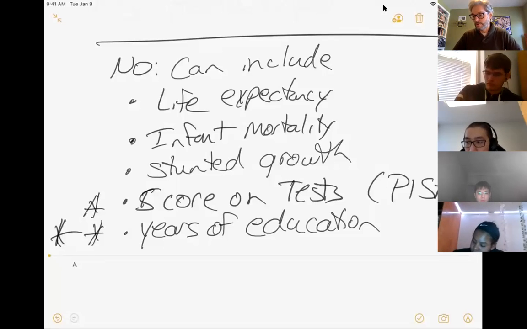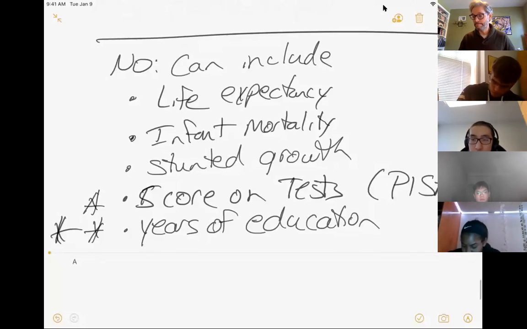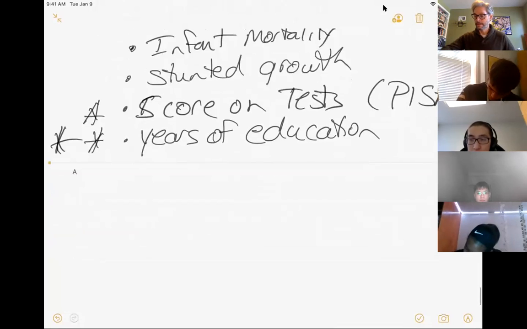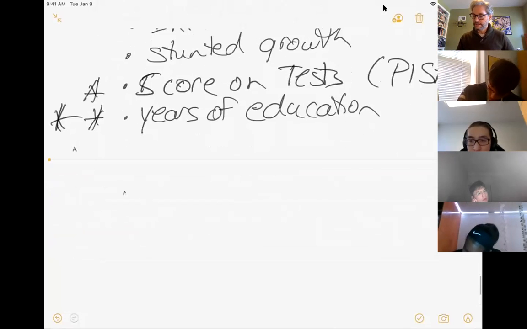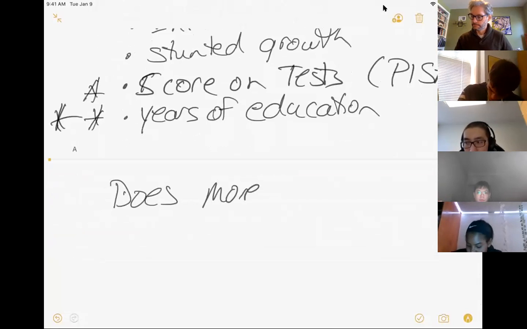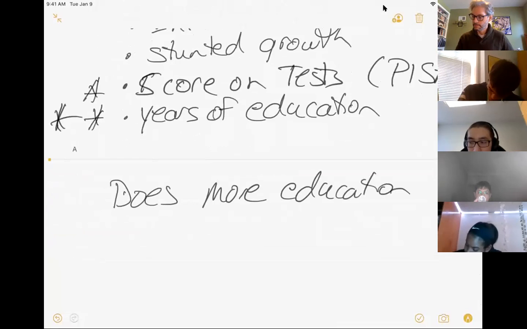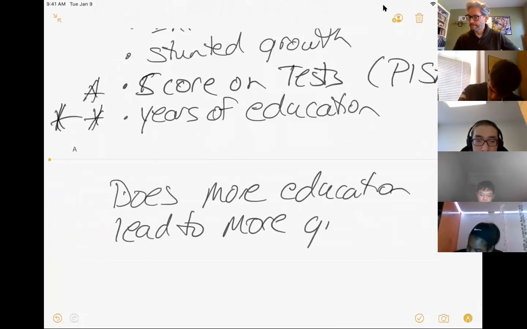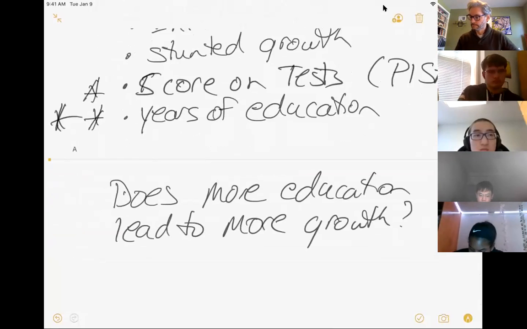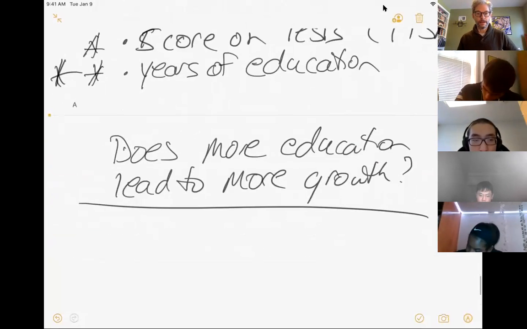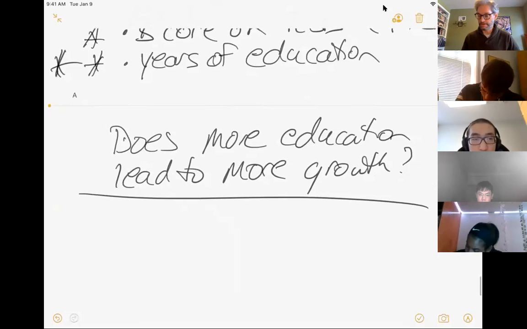Okay, so while it's not perfect, we can think about human capital as basically, roughly, education, right? That's probably a pretty good first proxy for it. So then the question is, does education lead to more growth? Does having more education lead to more growth?